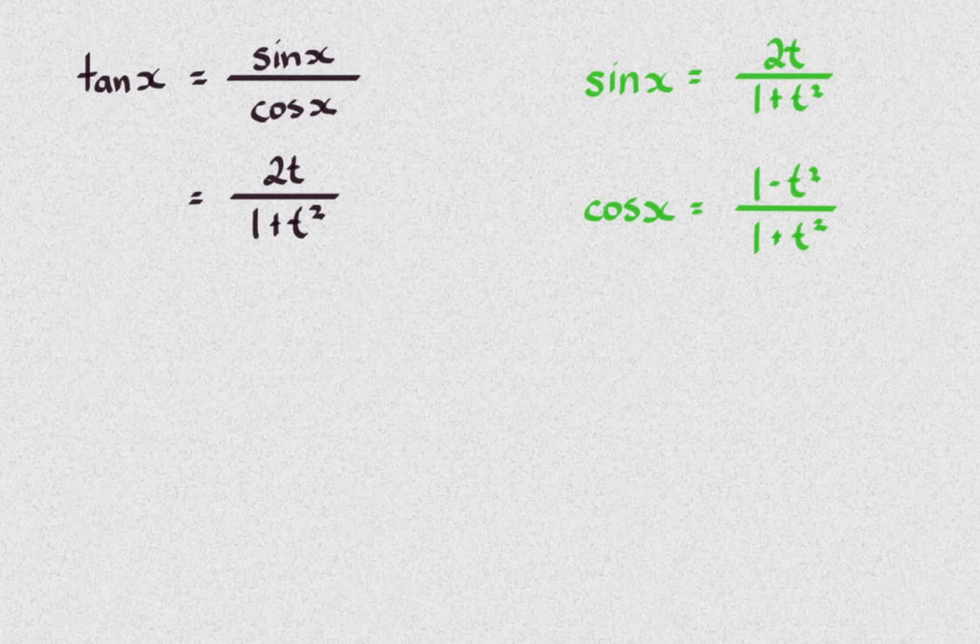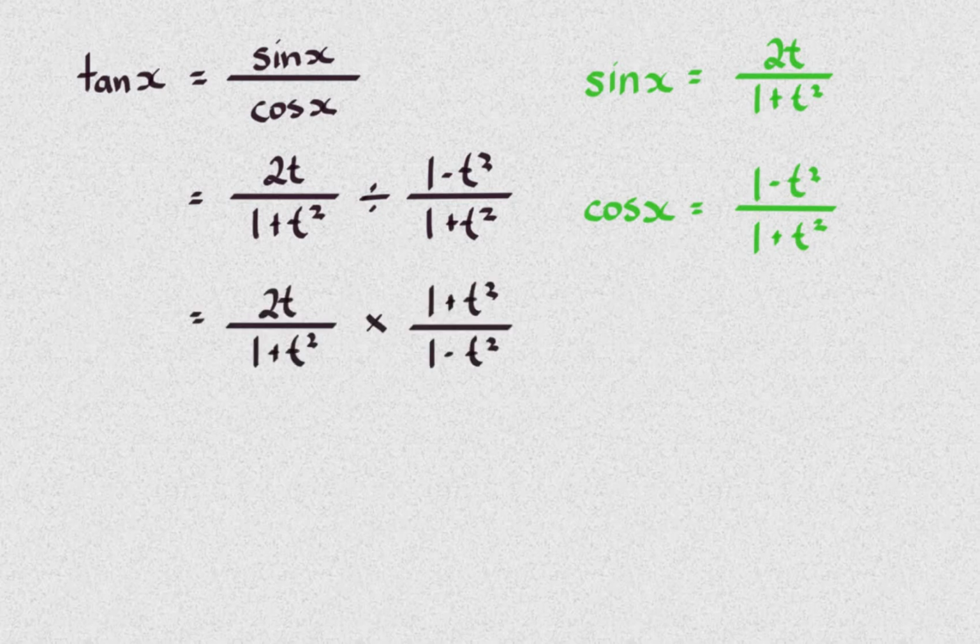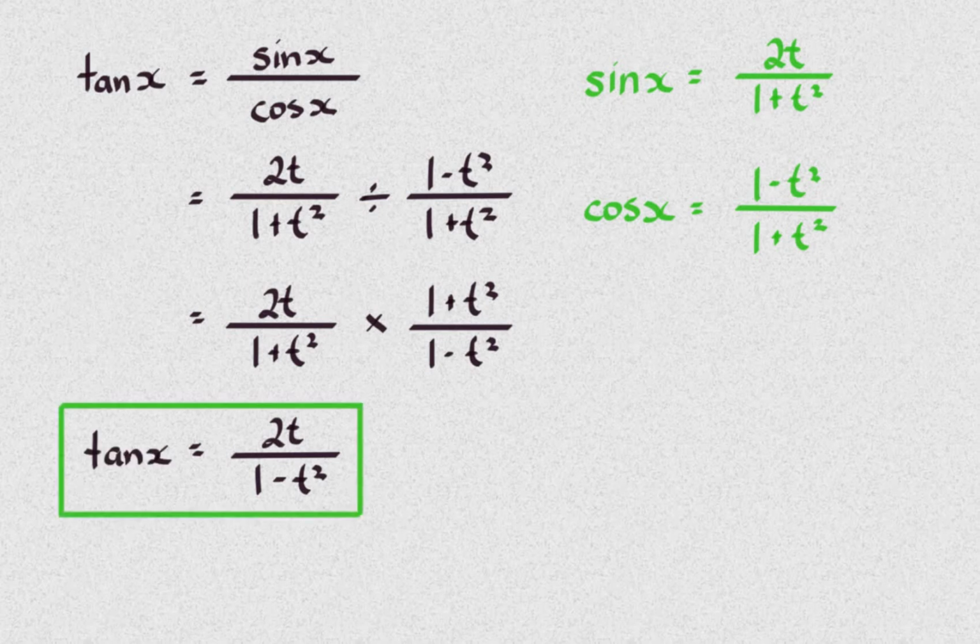So there's sine x divided by cos x. Now when we have one fraction divided by another, we can use our times and flip. And we notice that the 1 plus t squared here cancels with this 1 plus t squared, leaving us with 2t over 1 minus t squared. And this is our final expression for tan of x.